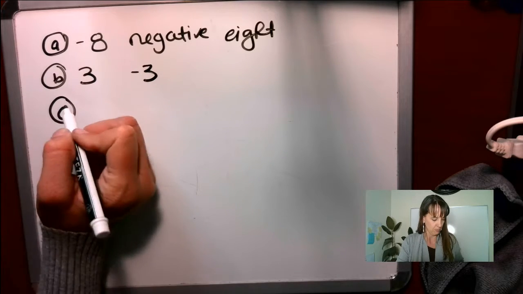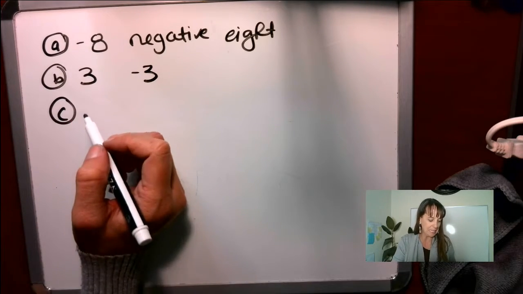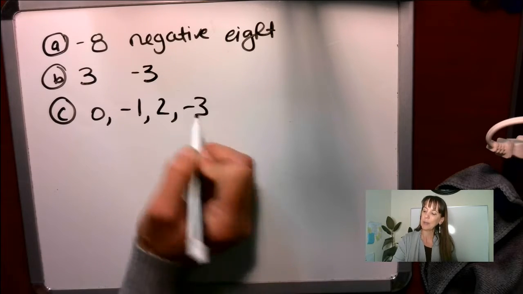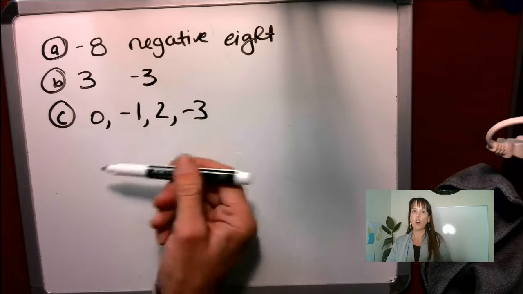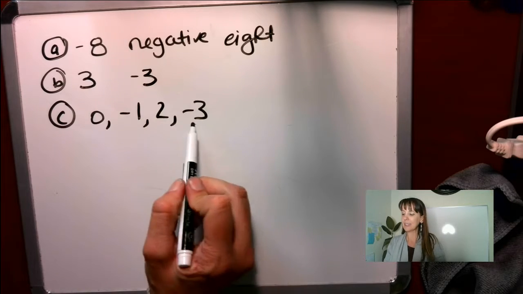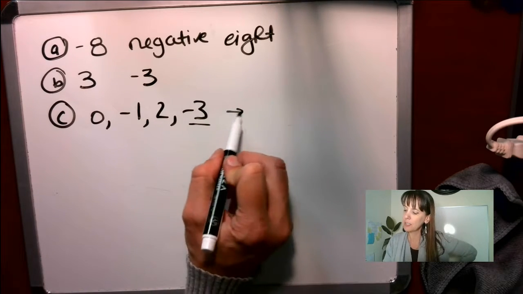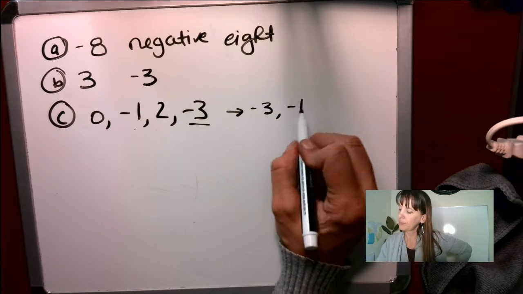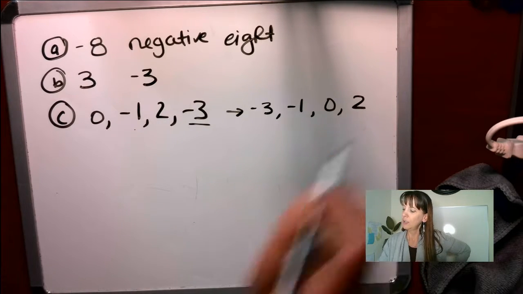Arrange these numbers in order from least to greatest. 0, -1, 2, and -3. The least, that's the one that's all the way in this direction on our number line. That's going to be -3. So we're going to put these in order: -3, and then -1, 0, 2.